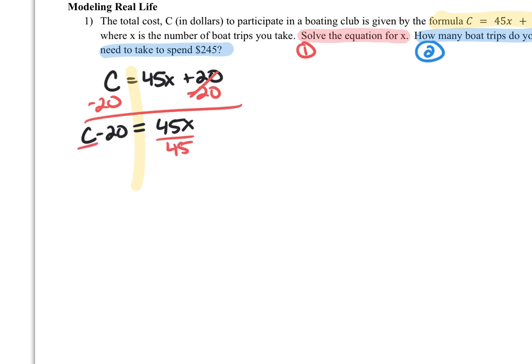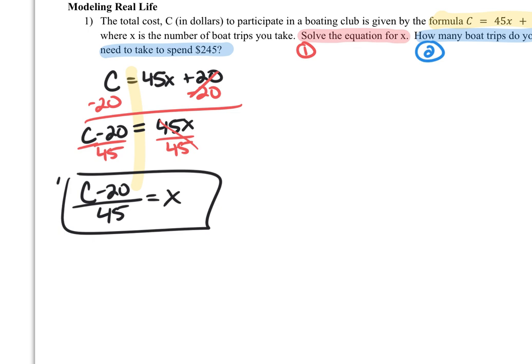I could divide my C by 45 and my 20 by 45 if I want. Is that going to simplify nice, 20 divided by 45? No. Okay, so do you guys want to just leave it over 45 then? Okay, let's do that. That's fine, and both ways would be equivalent. If it works out nice to a whole number, I tend to split them up. If it doesn't, I leave it. So capital C minus 20 divided by 45 equals X. That was our first part. Let's put a 1 and circle it by that box.